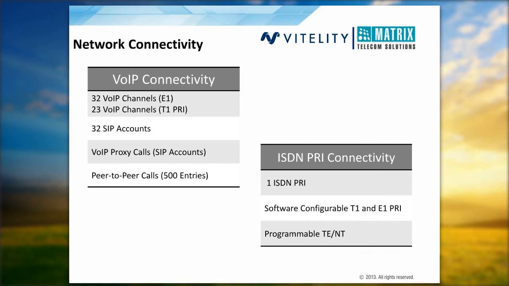Now, we say 32 channels because, obviously, with the E1, in the US we won't use that, so it will be 23-channel. SIP channel connection, same way with the 32 SIP accounts, you can still do that. Voice over IP proxy calls, it can do PRI connectivity, peer-to-peer calls. There are up to 500 digest entries you can create. And as I mentioned, it's programmable terminal or network side, and it's software configurable, either T1 or even PRI.